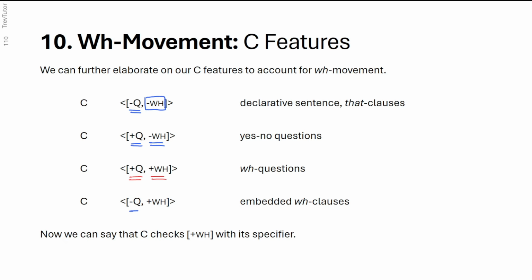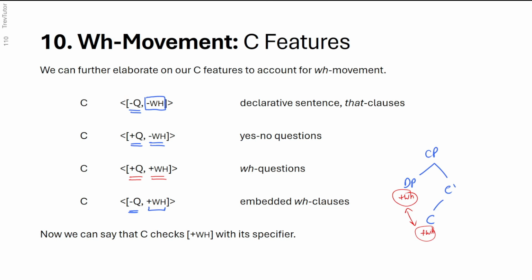With this, we can also account for embedded WH clauses, like "I know who you are." That's not a question, but it does have a WH word up front. So we can create this relationship between C and the specifier, and we can say that it is going to check these WH features. If we have a WH word in the specifier of the CP, then it needs to be able to check with the head of C to show that these are both plus WH.